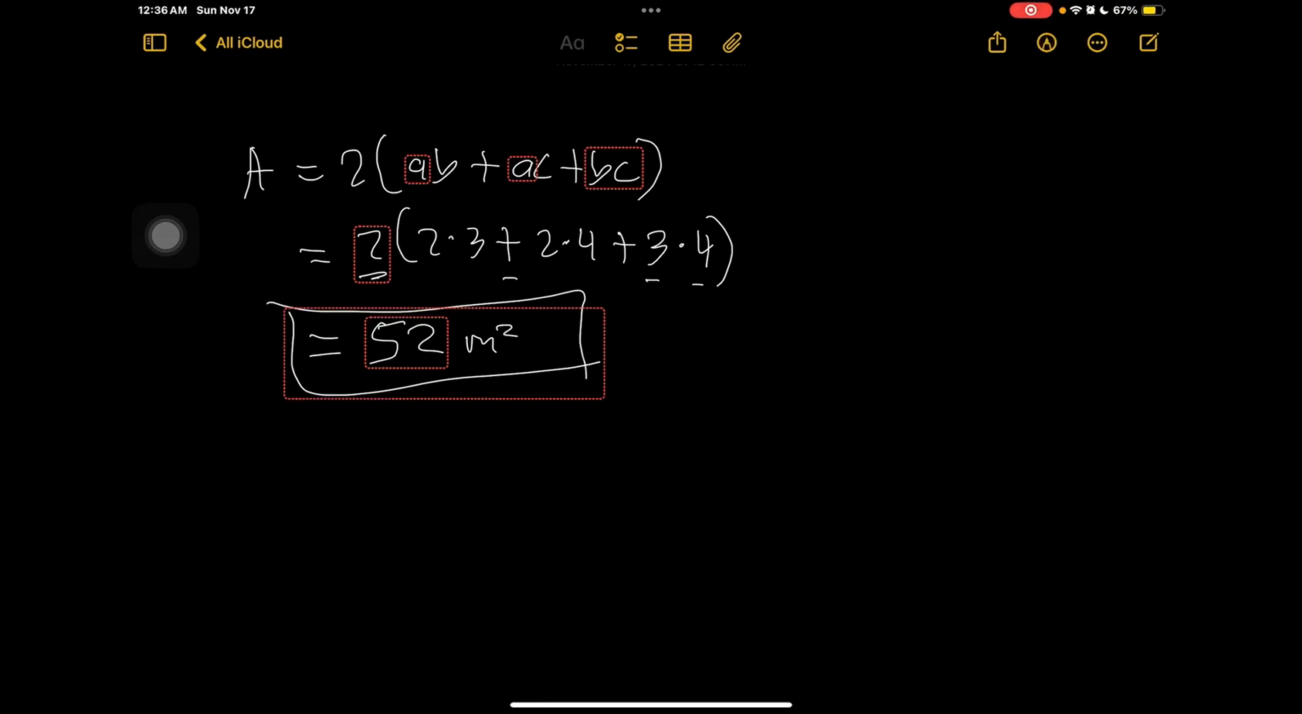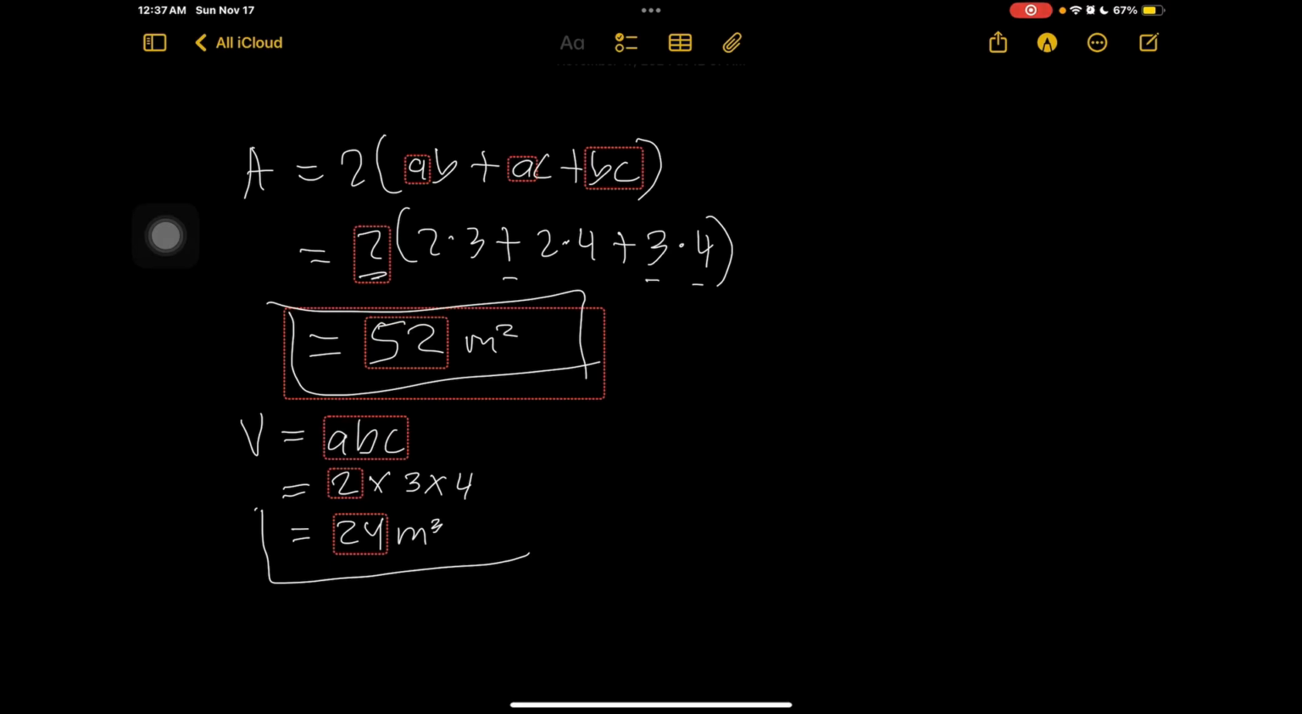And for the volume, the formula of volume is V equals ABC. So our A is 2 multiplied by B, which is 3, multiplied by C, which is 4. So 2 multiplied by 3 multiplied by 4 is 24. So 24 meter cube. So this is our volume of the rectangular box.